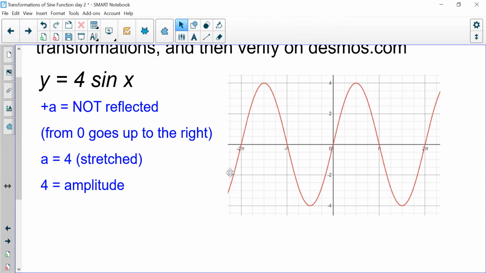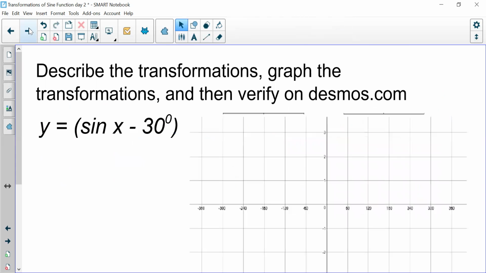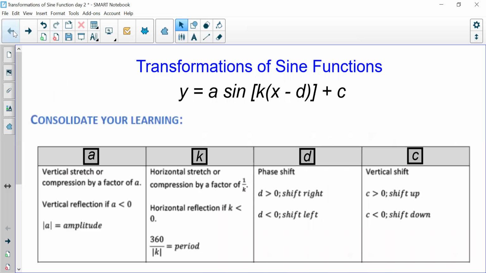Okay, let's try another one. Okay, first of all, let's go back to the original equation. This -30 in here, is this A, is it K, is it D, or is it C? It's in brackets with X. What do you think?